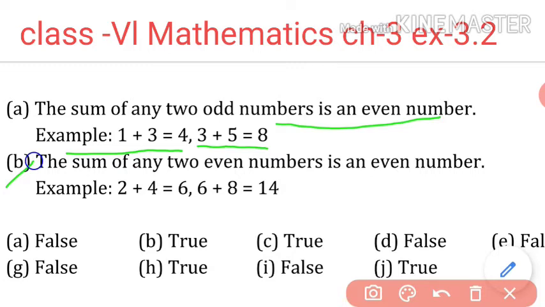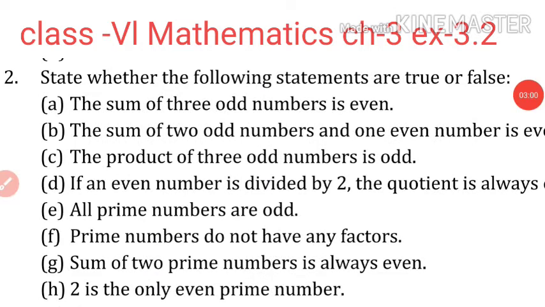The sum of any two even numbers is an even number. Now if you add any two even numbers, for example, 2 plus 4. 2 plus 4 is equal to 6. Then 6 plus 8 is equal to 14. Now you can see 6 and 14, they are what? Even numbers. So the sum of any two odd numbers is also even, and the sum of any two even numbers is also an even number.